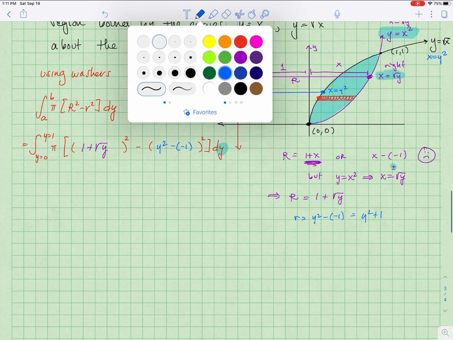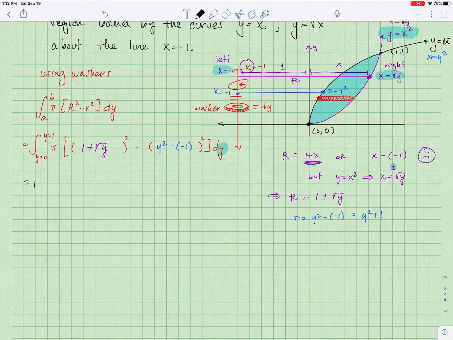Okay, so now everything is in terms of y, and we can integrate this. I'll factor out a pi. This is the integral from 0 to 1. I'll have to FOIL this guy out. Then when I square that, I'll get 1 plus 2 root y plus y. Minus, when I square this, y squared plus 1 squared, it'll be y to the 4th power plus 2y squared plus 1, integrated dy.